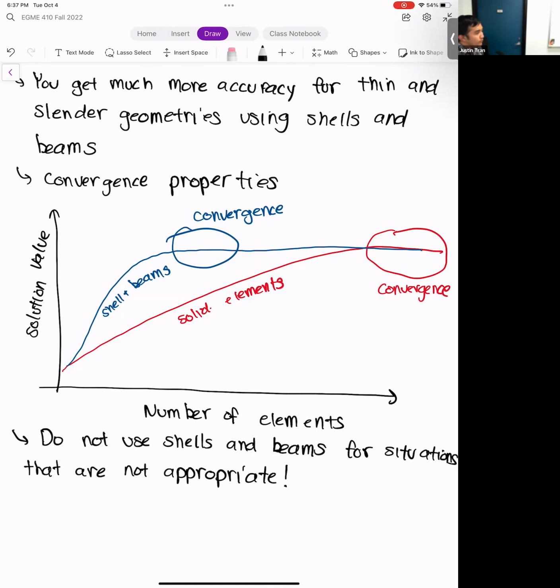Because if you try to force shells and beams into every situation, first of all, you're going to run into a lot of practical issues that I don't really want to get into today because we're going to deal with those on Thursday. But your accuracy is also going to take a hit. Generally the rule of thumb that I use is that if you can get a mesh on your geometry that has several elements through the thickness with a reasonable sized element, then just go with the solid elements.